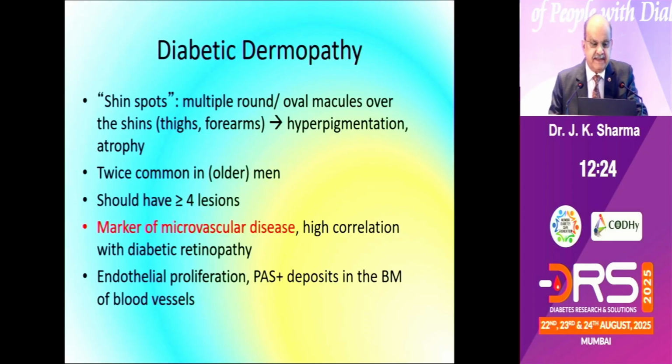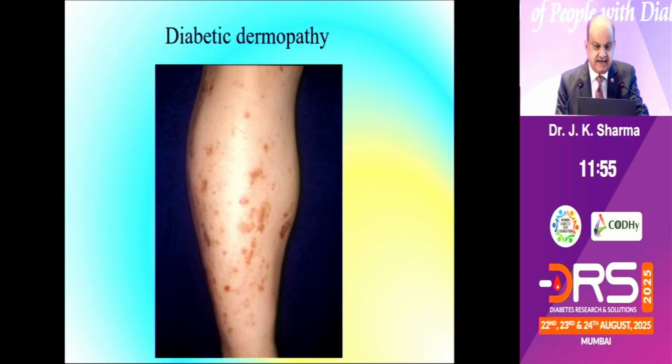Diabetic dermopathy, the shin spots: there are multiple round oval macules over the shins, thighs or forearms, hyperpigmented and atrophic. Twice as common in older people, should have more than 4 lesions, and they are the marker of microvascular disease, with high correlation with diabetic retinopathy. So if you find these in any of the patients, look for the retinopathy as well, because of the endothelial proliferation, PAS positive deposits in the basement membrane of the blood vessels, and this is a typical picture of diabetic dermopathy. So you must look for this in your patients.